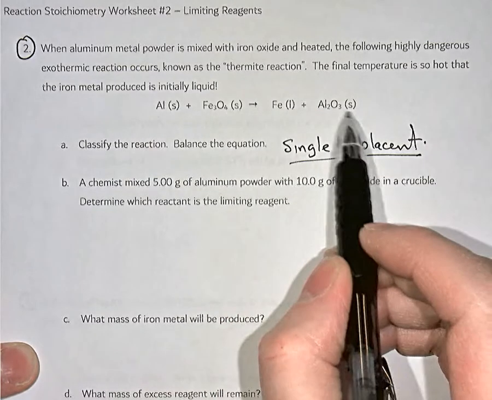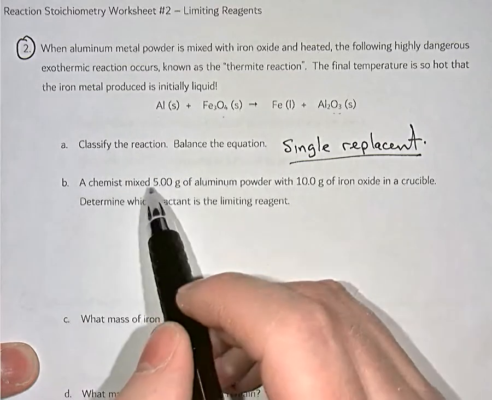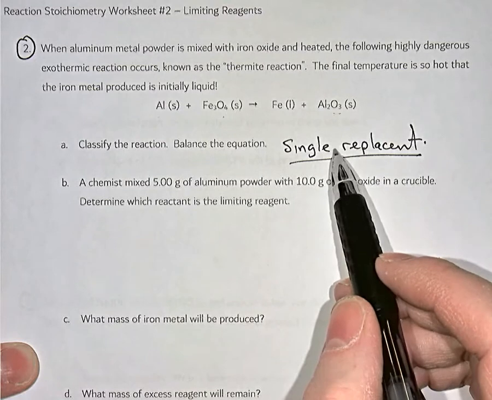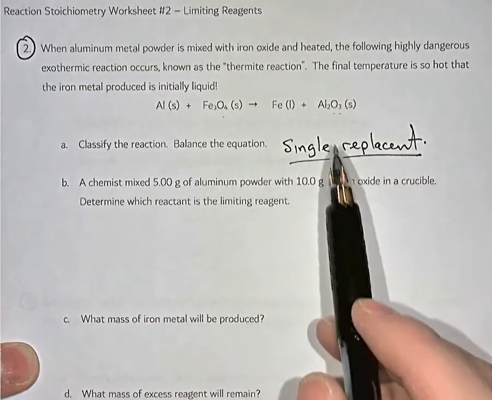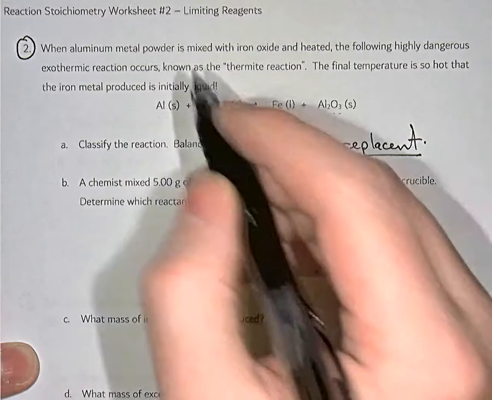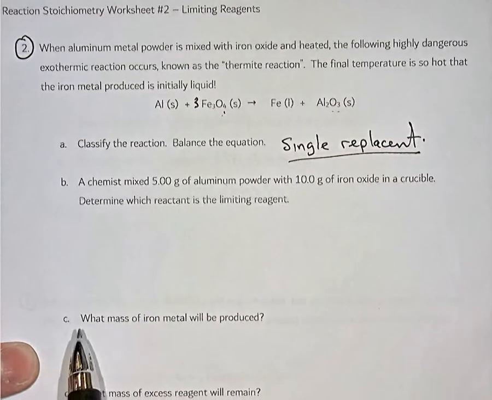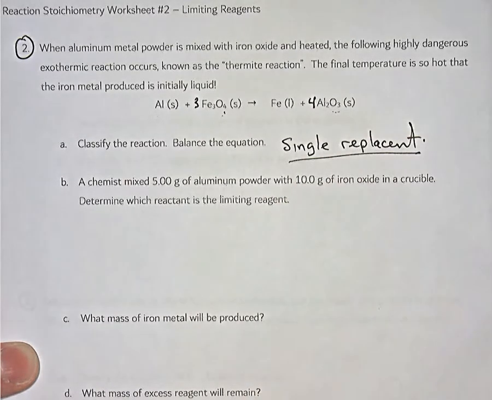We have 3 oxygens over here in the aluminum oxide and 4 oxygens in the iron oxide. So to balance that, you think of the lowest common multiple of 3 and 4. What number do they both go into equally? And the answer is 12, right? So to get 12 oxygens, we would need to put a 3 here. 3 times 4 is 12. To get 12 oxygens, we'll need to put a 4 there. 4 times 3 is 12.